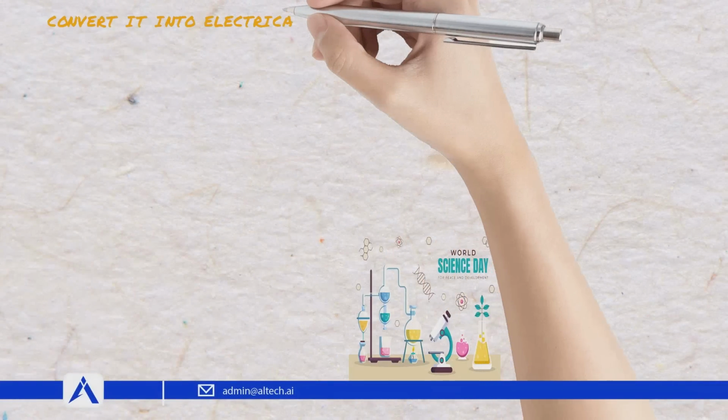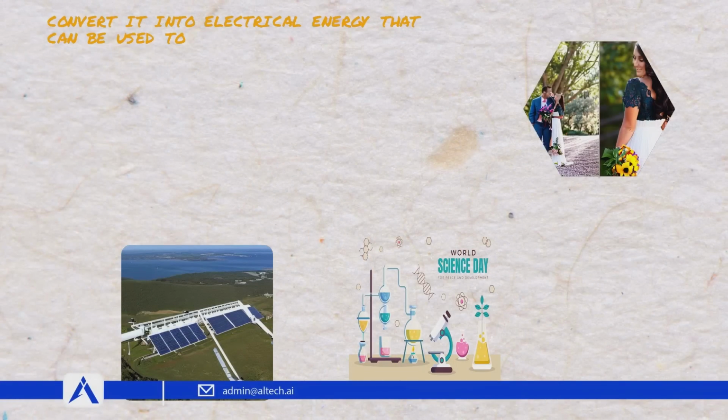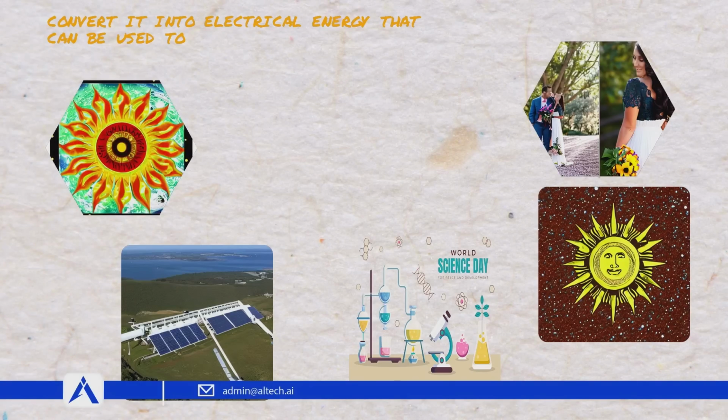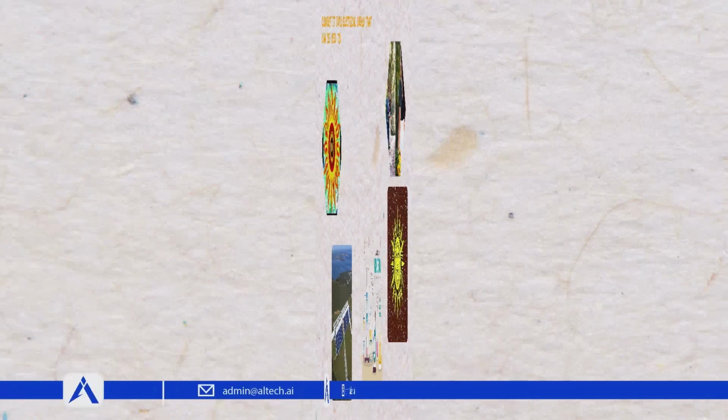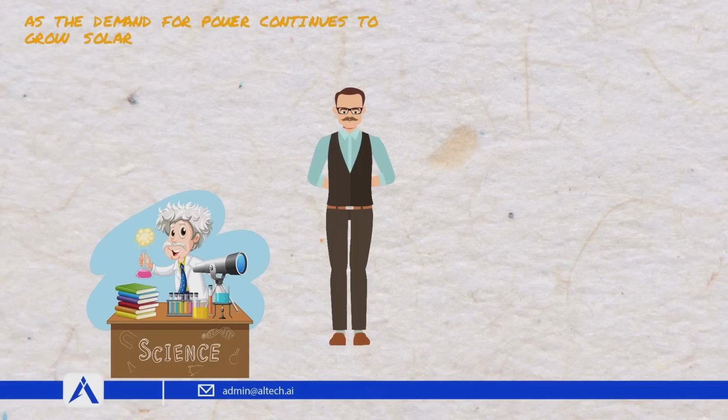Solar power is a renewable source of energy that is harnessed from the sun's rays using solar panels. These panels are made up of photovoltaic cells that absorb sunlight and convert it into electrical energy that can be used to power homes, businesses, and even entire cities. As the demand for power continues to grow, solar energy has emerged as a viable solution to meet this demand in an environmentally friendly way.